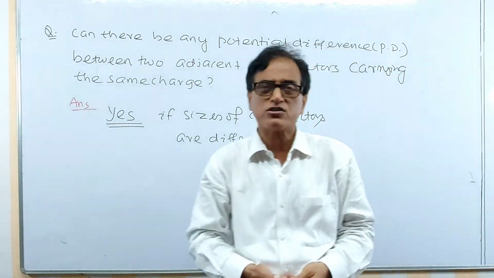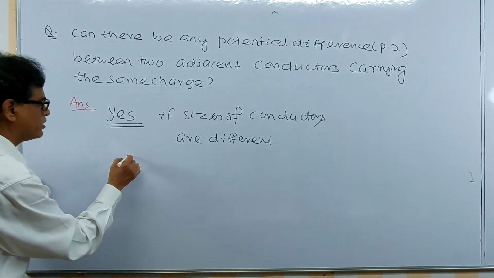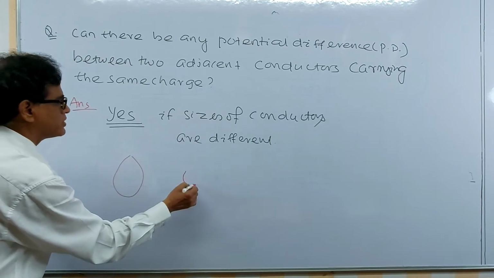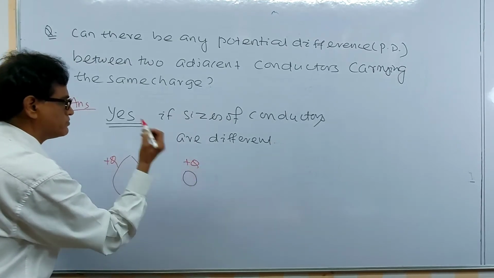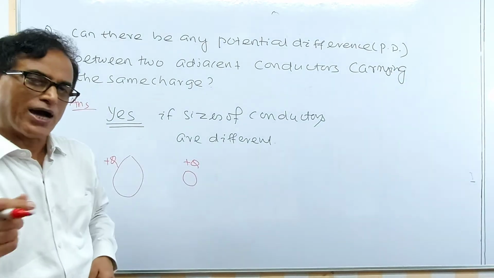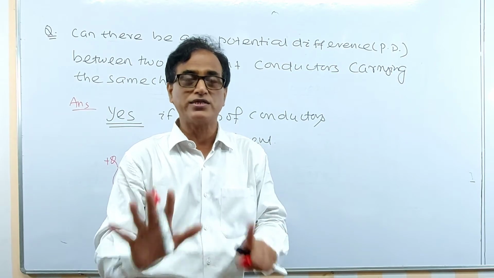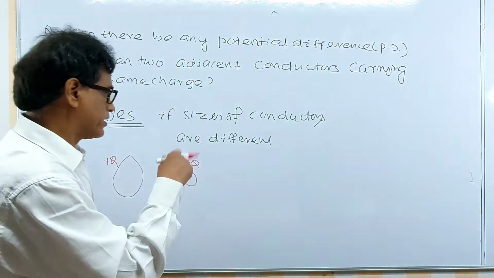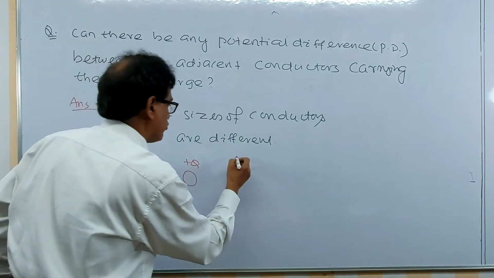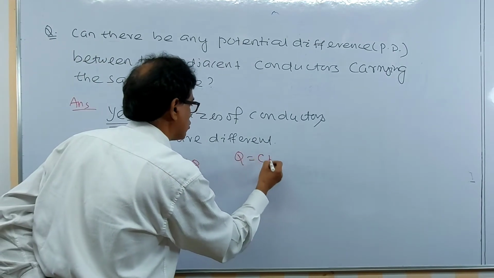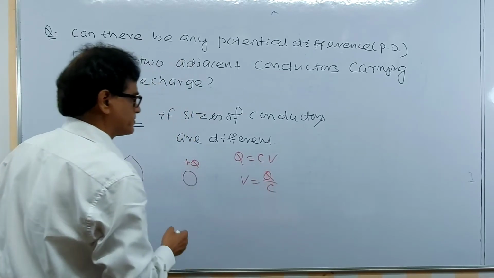If the sizes of the conductors are different, what happens? For example, this is a larger size and this is a smaller size, here plus Q and here plus Q. If you are asked whether there is any potential difference, you might say no, but the answer is yes. Why? Because you have read the formula Q is equal to CV, that is, V equals Q by C.